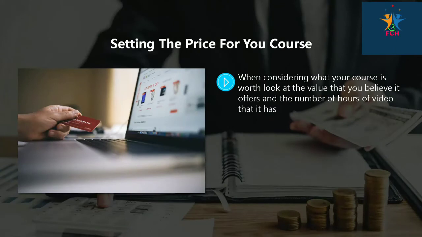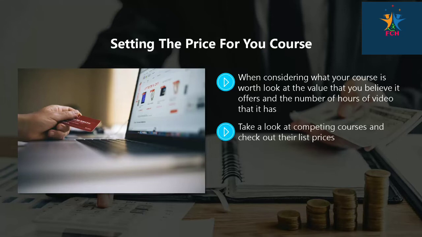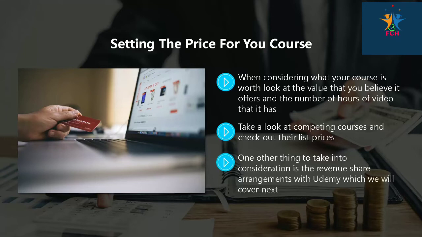When considering what your course is worth, look at the value that you believe it offers and the number of hours of video that it has. If you only have around 3 to 5 hours of video, then you might want to consider a list price of around $50 to $70. For 15 hours of video, for example, this is a higher value course, so price it from $140 to $180. Take a look at competing courses and check out their list prices. They will all be subject to Udemy's promotional discount prices as well, but it is worth comparing to get an idea for your list price. One other thing to take into consideration is the revenue share arrangements with Udemy, which we will cover next.